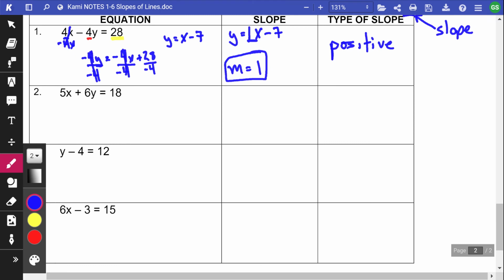All right, example number 5. All right, so we have 5x. Well, I'm sorry, example number 2. I don't know where I got 5. 5x plus 6y equals 18. So we want to convert this into y equals mx plus b form.